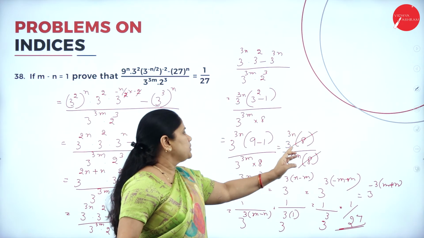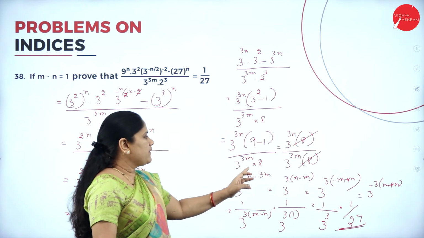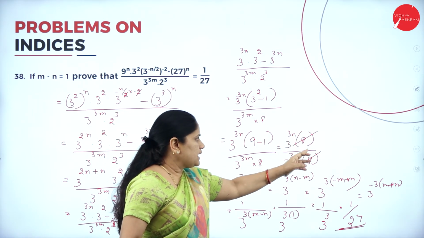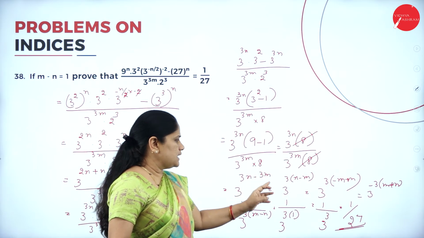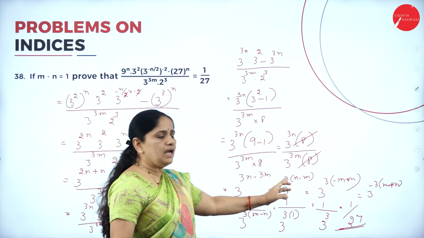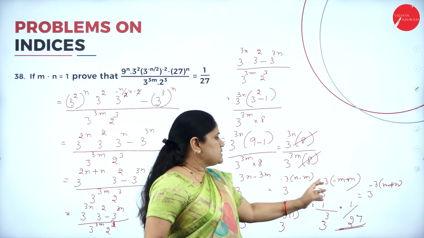So that will come up to 3 to the power of 3n by 8. So 3 to the power of 3m into 8. So 8 and 8 get cancelled. We are left with 3 to the power of 3n minus 3m. So 3 is common. I'll take it outside the bracket. So n minus m. Now I am simplifying this.